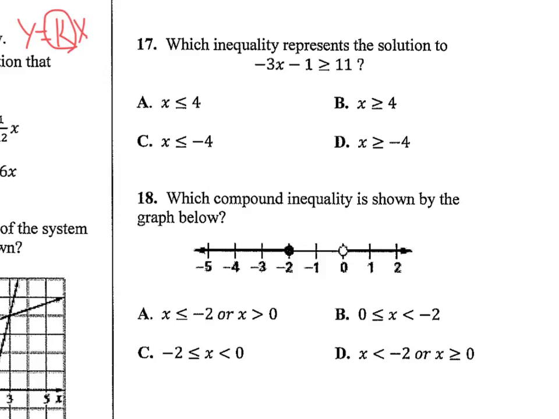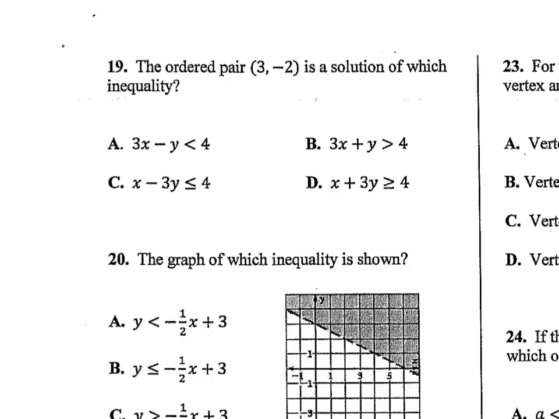Number 18 wants to know which of these four answers this graph applies to. Since it's a solid dot, this would be less than or equal to -2 and greater than 0. Remember, it's got oars going out like a boat.